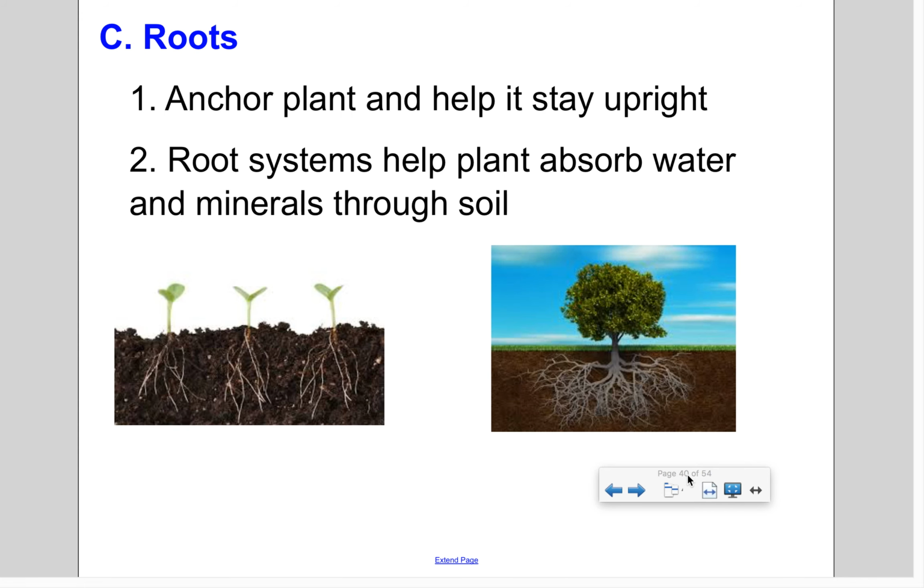Okay, roots. The roots' main function is to anchor the plant and help it stay upright. Another very important function is to absorb water as well as minerals from the ground. It sucks up water and minerals and brings them towards the plant, up towards the leaf, or wherever they are needed.